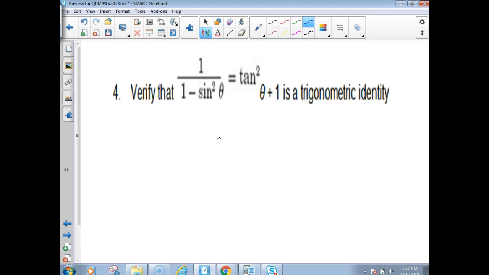Okay. Number 4. Verify. You only can work one side. I'm sorry how this is typed. It's very strange. I'm thinking I'm going to do the left side.